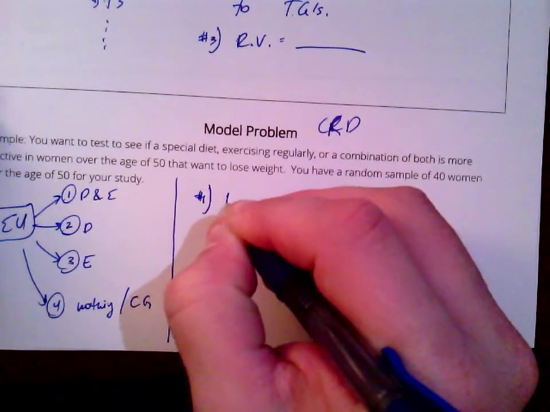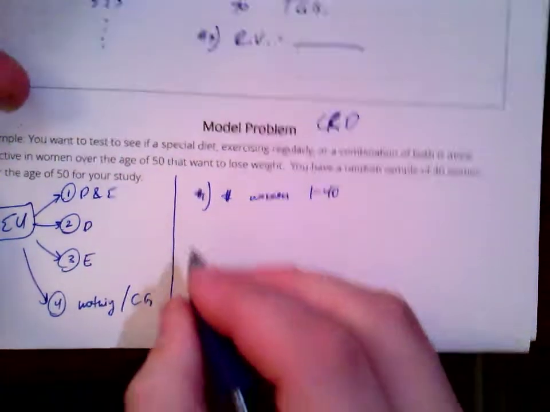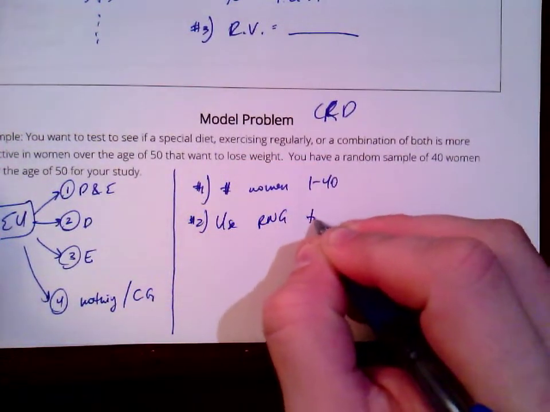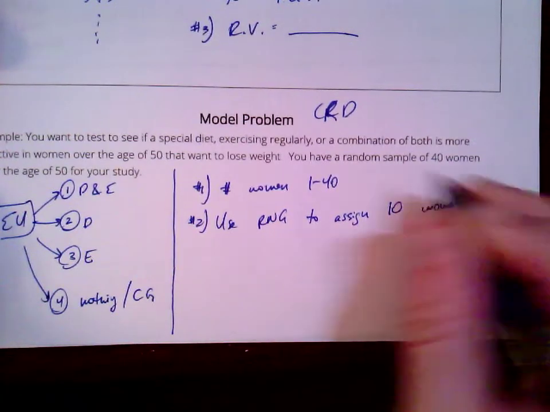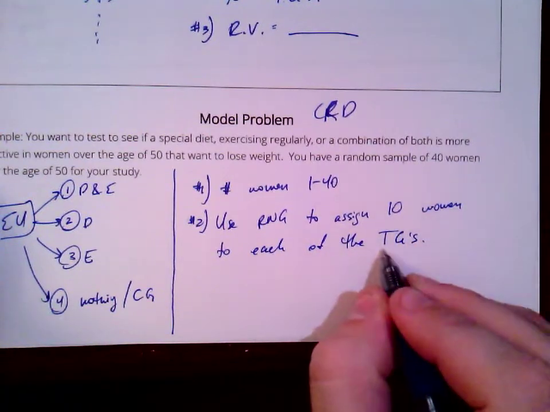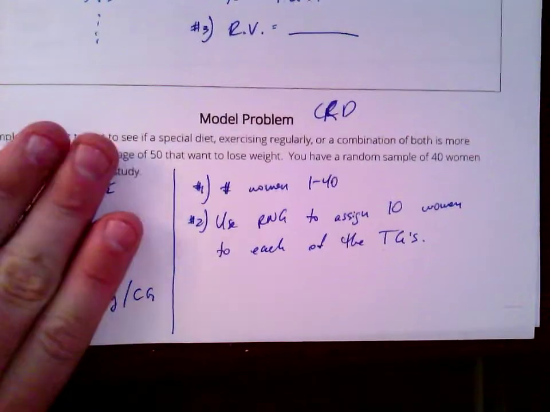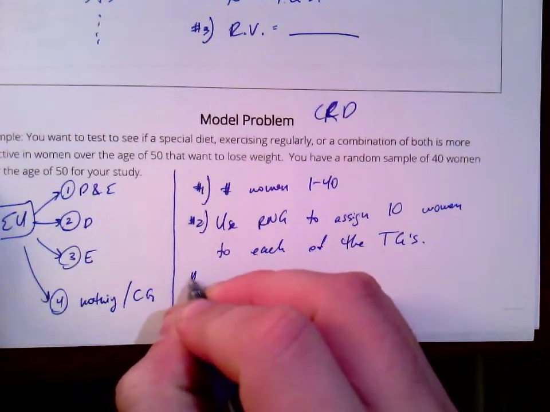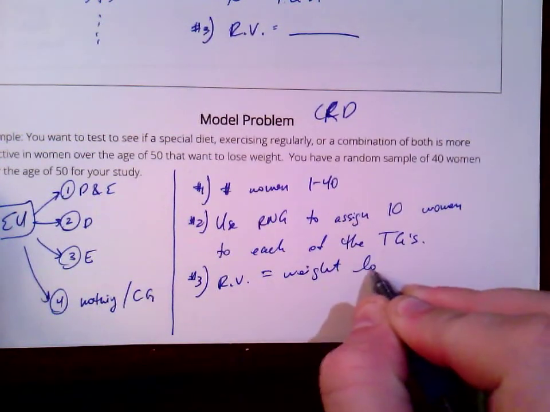All right, so step number 1, number the women 1 to 40. Step number 2, use an RNG to assign. I've got 40 women and 4 groups, so I'm going to assign 10 women to each of the treatment groups. Now I'm just writing treatment groups here because I've already identified what the treatment groups are over here. If you don't do this part, then in your listing here, you need to list out what are the actual treatment groups. All right, step number 3, the response variable was weight loss.